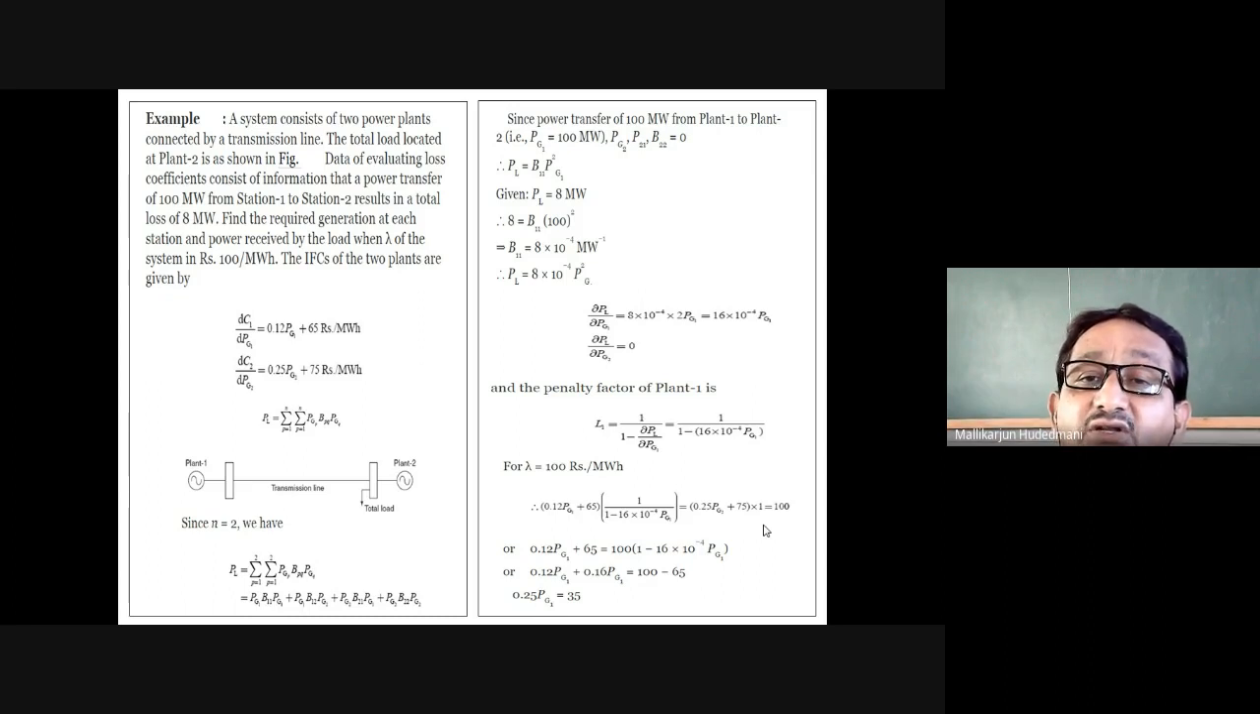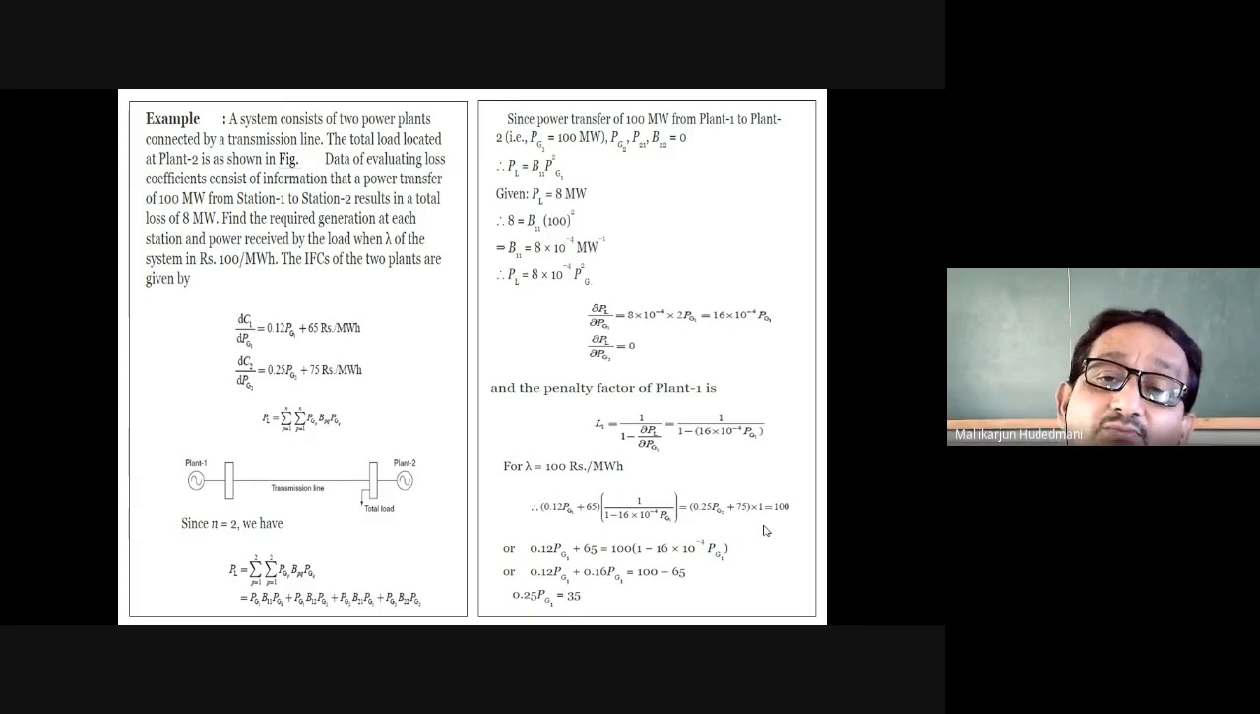Find the required generation at each station and the power received by the load when lambda of the system is 100 rupees per megawatt hour. The incremental fuel costs of the two plants are given by dC1 by dPG1 by an equation. Similarly, a second equation.